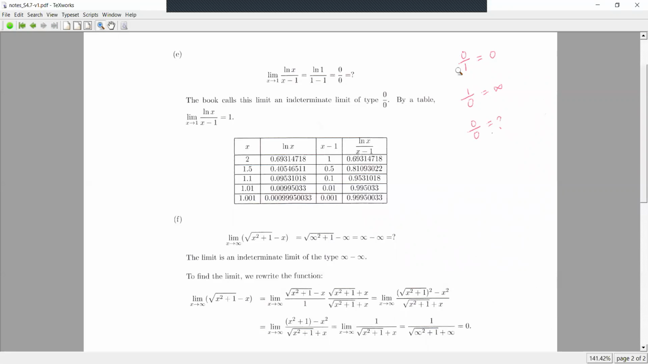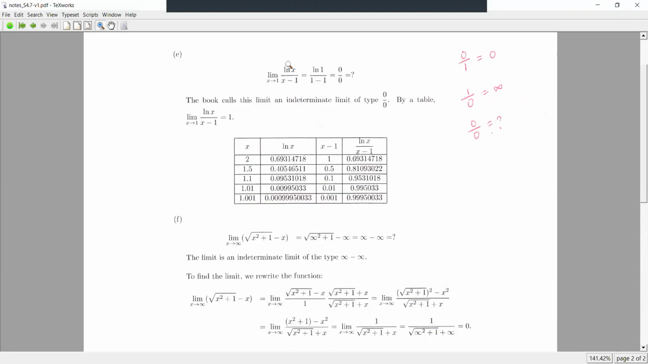0 over a finite number, it is 0, I can say. A finite number over 0, it is infinity. But 0 over 0, I don't know what that is. Now this time, direct substitution fails again. So this limit is a difficult limit, cannot be determined by direct substitution. The book calls this limit an indeterminate limit of the type 0 over 0.